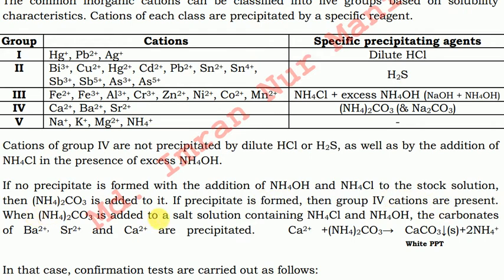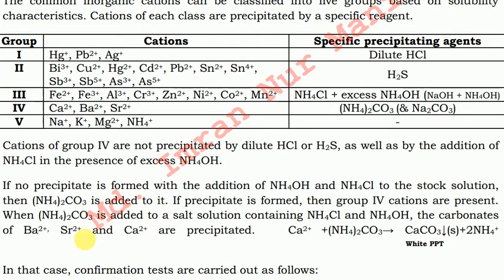When ammonium carbonate is added to a salt solution containing ammonium chloride, ammonium hydroxide, the carbonates of barium, calcium, and strontium are precipitated. Let us say if calcium is present in the sample solution and we have added ammonium carbonate in the solution, then calcium will react with the ammonium carbonate and will produce a white PPT of calcium carbonate, indicating that this solution contains group 4 cations.